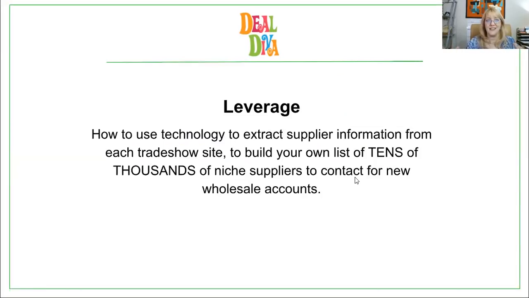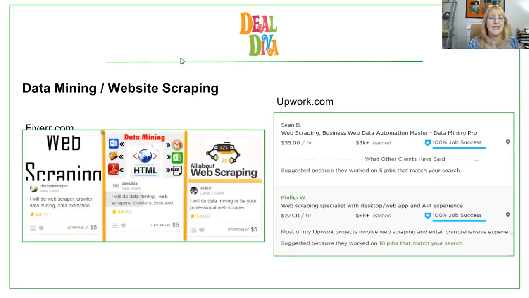How do you leverage technology to extract all that supplier information from each and every trade show site in order to build your own list of tens of thousands, if not millions, of niche suppliers and products to contact for new wholesale accounts? Everybody want to know how to do this? I'm going to tell you. Here we go. It's called data mining or web scraping. And what I do is I go to Fiverr or Upwork, and I post an ad for data mining or web scraping.